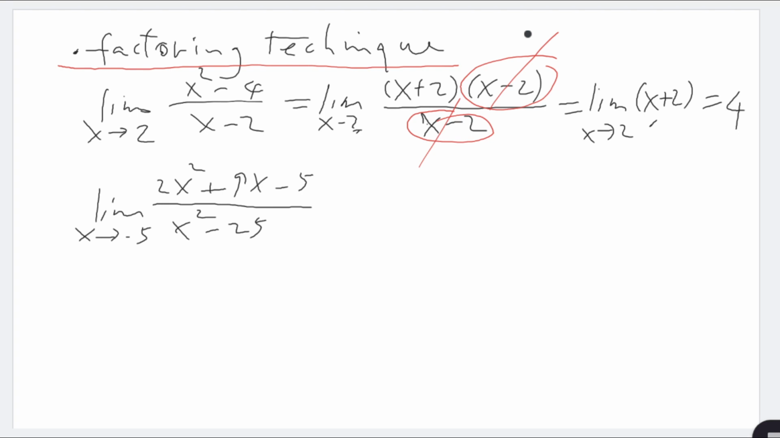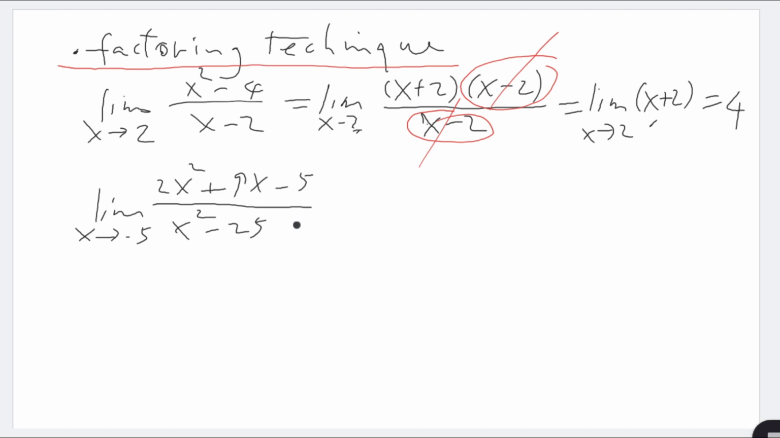x goes to negative 5, right? We're going to see the limit of this fraction. Again, if you plug in negative 5 for x, the denominator becomes 0. All right, we cannot directly plug in, so we're going to try to factor to simplify. The idea is to factor the top, factor the bottom, and hopefully we can cross out the troublemaker.